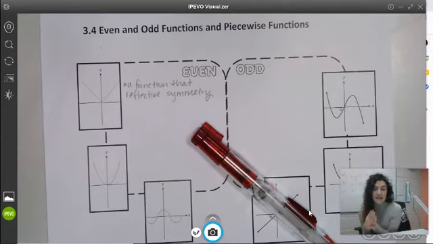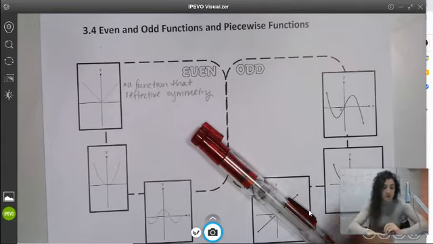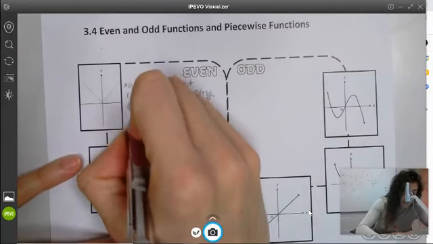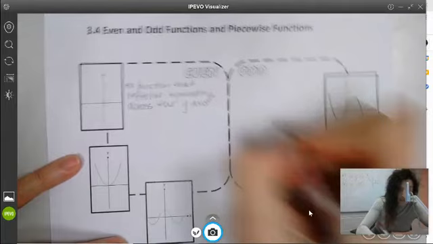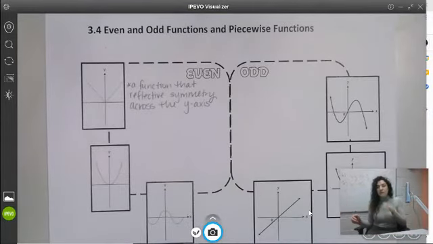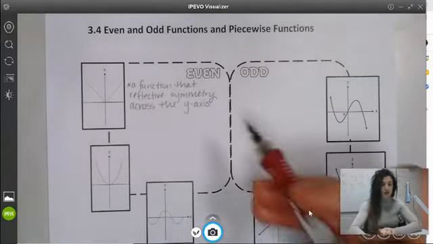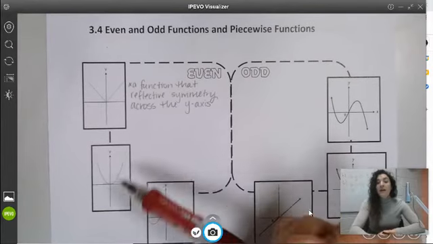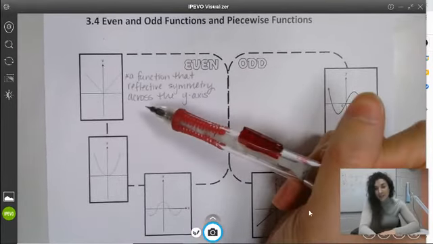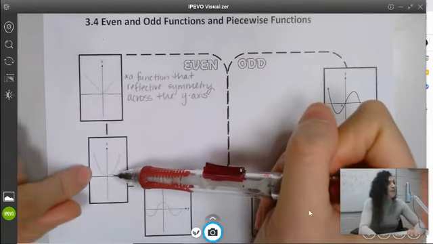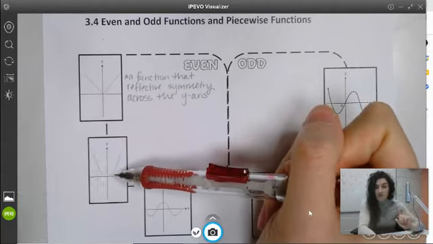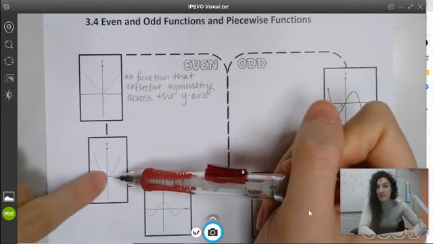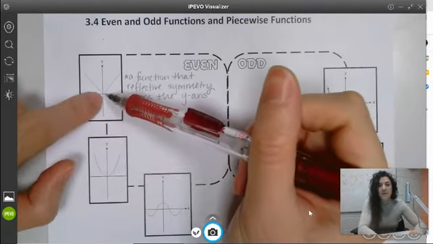And this one is an example. Even functions are an example of something that has reflective symmetry, specifically reflective symmetry across the y-axis. It's not just any reflective symmetry. It has to be a very specific type of reflective symmetry across the y-axis. Some examples of things that are reflective across the y-axis are a parabola. Not every parabola, though, is reflective across the y-axis. So you have to keep that in mind. It's only very specific types of parabolas.